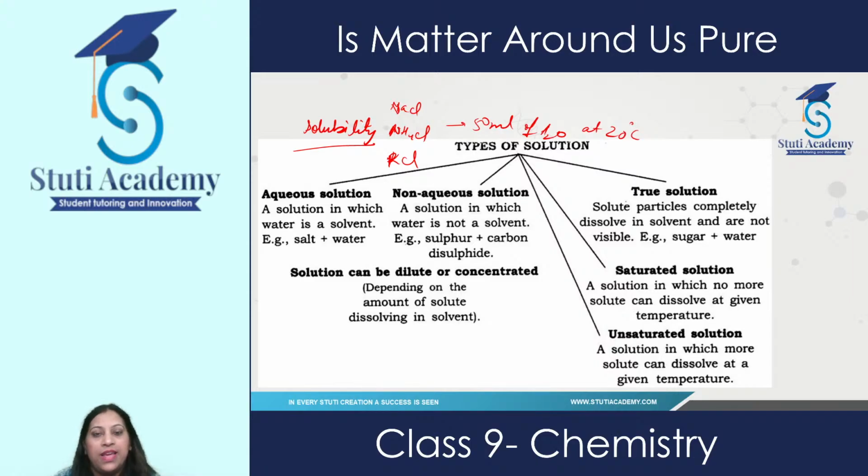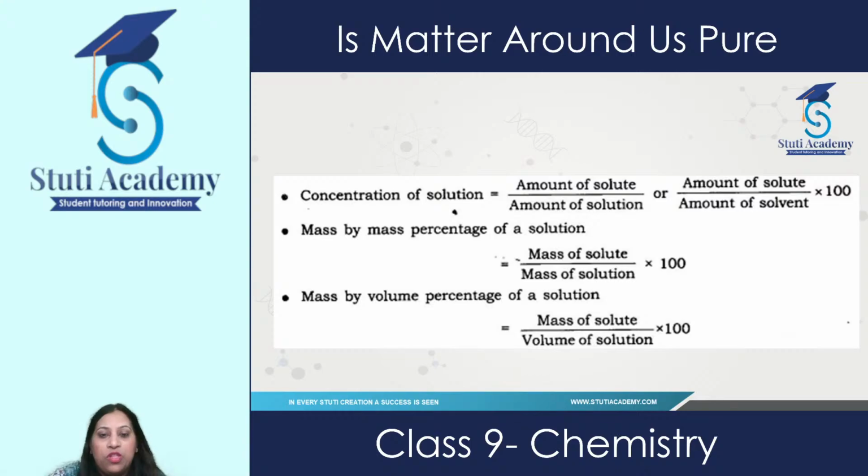Temperature is the same, the amount of solvent is the same, but the rate of solubility is different. So we can say that every solute has a different rate of solubility. And how can we define it? As I told you, the amount of solute dissolved in 100 gram of solvent is known as its solubility. So now there are certain formulas with the help of which we can find out solubility.